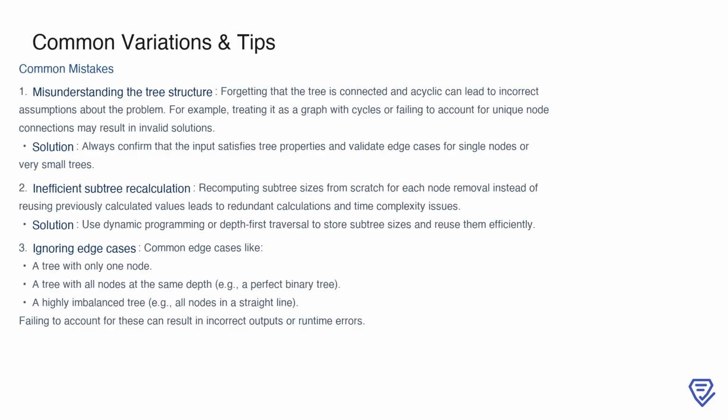Another common mistake is inefficiently recalculating subtree sizes. If you recompute the subtree sizes from scratch for every node removal, it will lead to redundant calculations and poor performance.